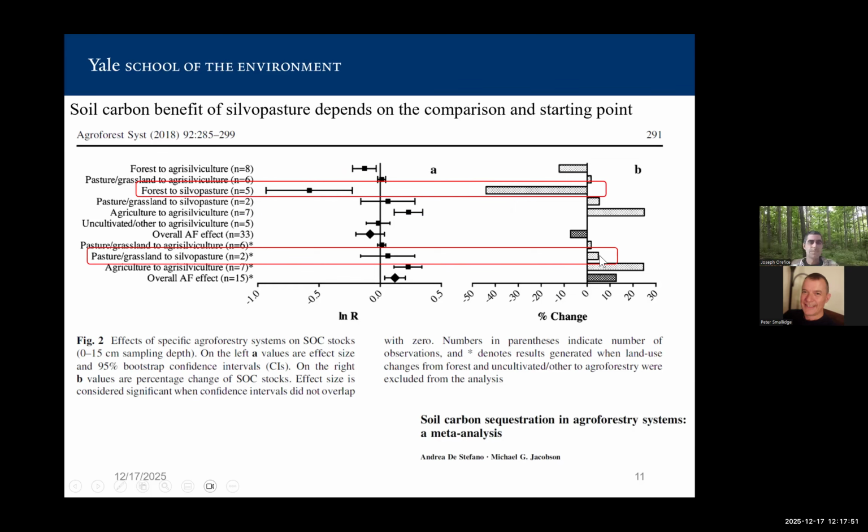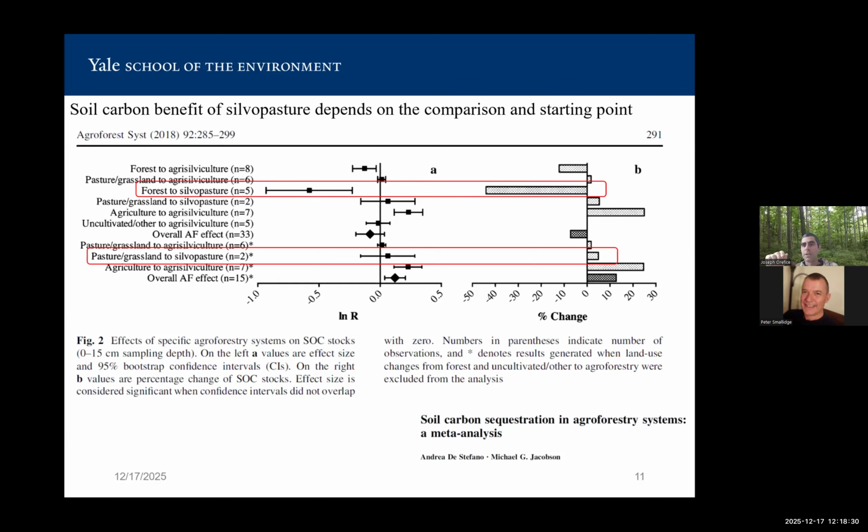Pasture or grassland to silvopasture, they're predicting an increase in the soil carbon. So this is just looking at soil carbon, but that's some of the work that's been out there. And this is an analysis that was looking at a number of other studies. It's a meta-analysis. They had 5 studies that they found where on average there was a 40% reduction in the soil carbon when taking a forest and converting it to a silvopasture. And there was, looks like, about a 5% increase in soil carbon when you took a pasture or grassland and planted trees to make silvopasture.